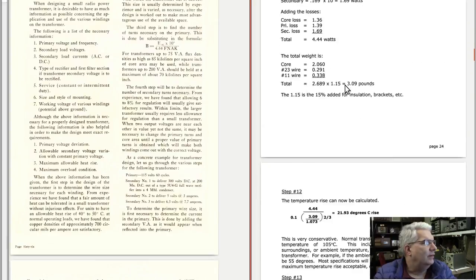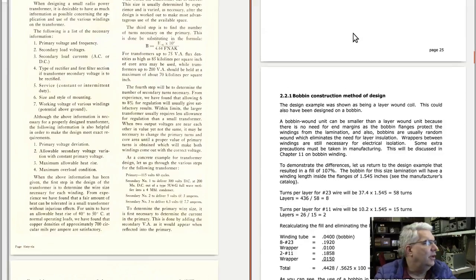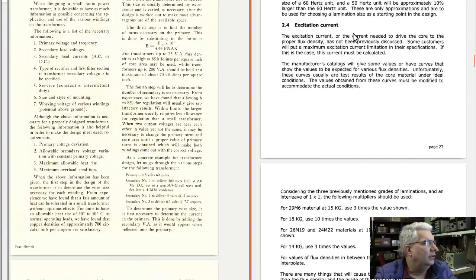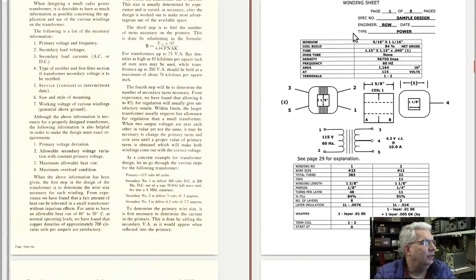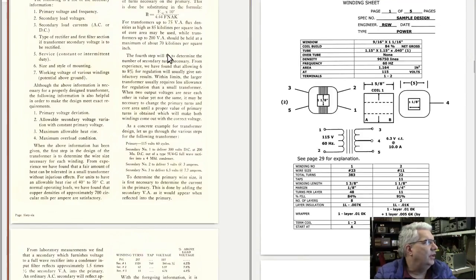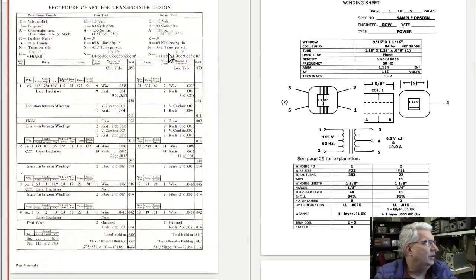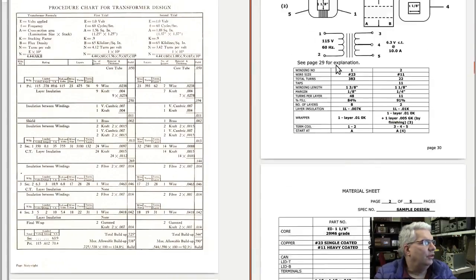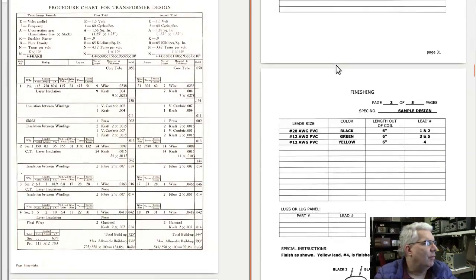His last step is to determine the temperature rise, and he figures that out as well. Then he eventually shows you what a winding sheet looks like, which in the Stancor manual, the Stancor example, is a procedural chart, but in the Wolpert example, he calls it a winding sheet. So this is what you'd actually send to manufacturing if you're going to get this made.